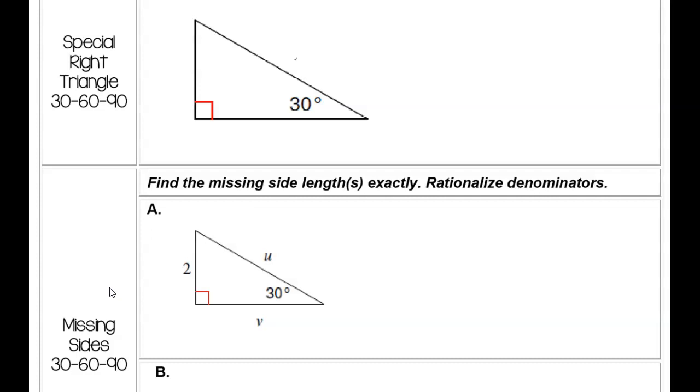So we're going to finish up with our 30-60-90 triangle. If this is 30 degrees, then this angle here must be 60 degrees. Our short leg we're going to label as S. The longer leg across from 60 degrees is going to be S root 3. And our hypotenuse is always going to be 2S, so it will always be double the short leg.